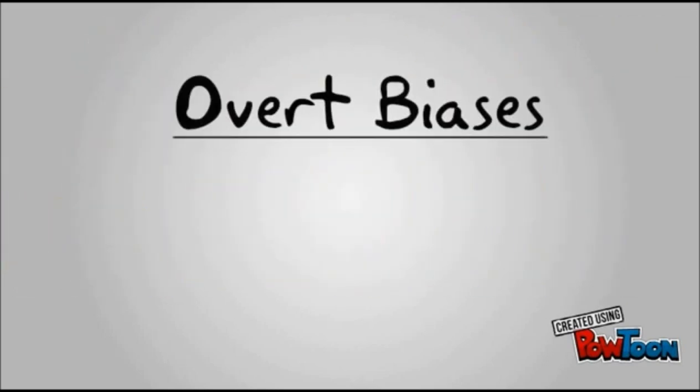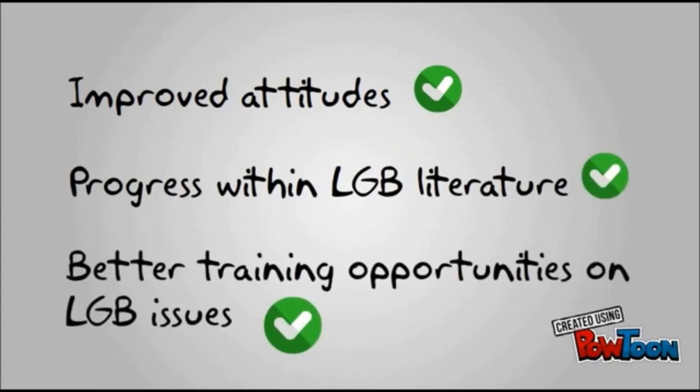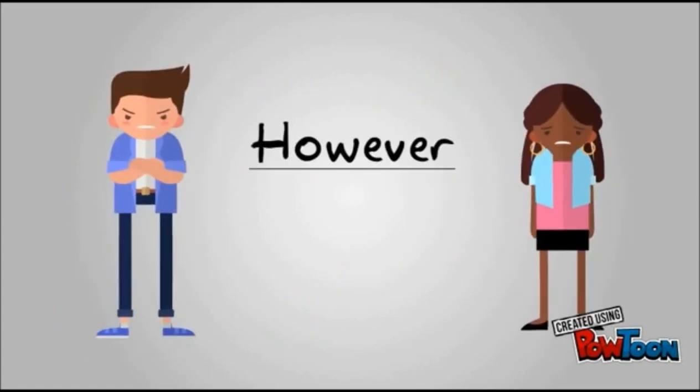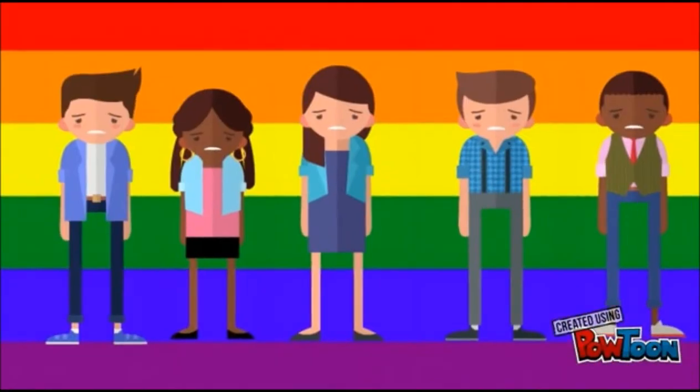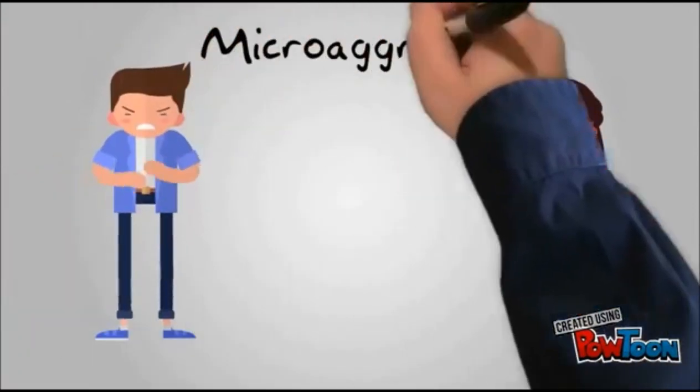As discussed, overt biases toward LGB clients within psychotherapy have largely diminished over time due to improved attitudes, progress in LGB-focused literature, and better training opportunities for practitioners on LGB issues. In today's world, clients still continue to report cases of substantial judgment and hostility from their therapists. Although more overt forms of heterosexism have diminished, Shelton and Delgado Romero suggest that implicit and/or explicit negative attitudes towards LGB clients are now expressed in more subtle forms of bias known as microaggressions.